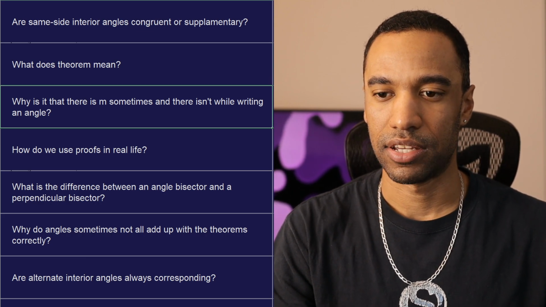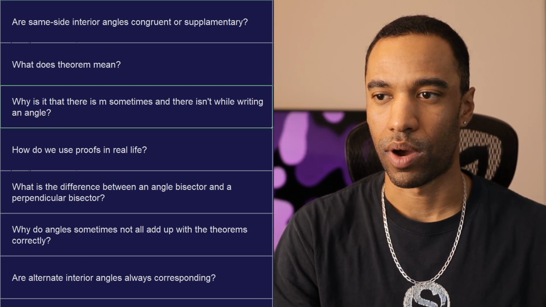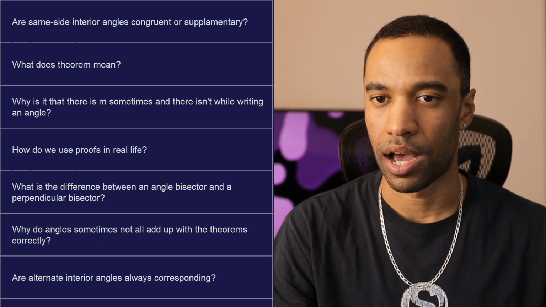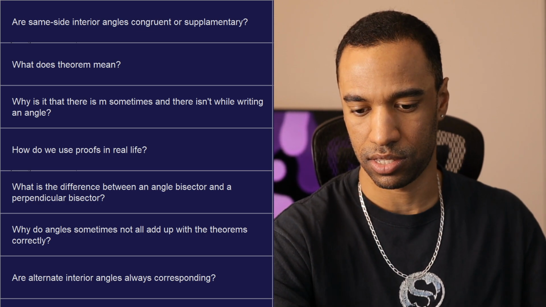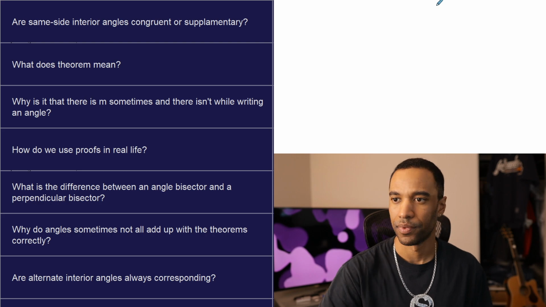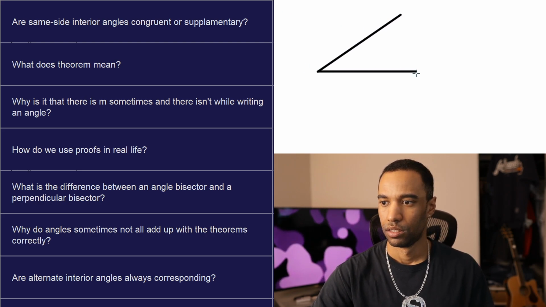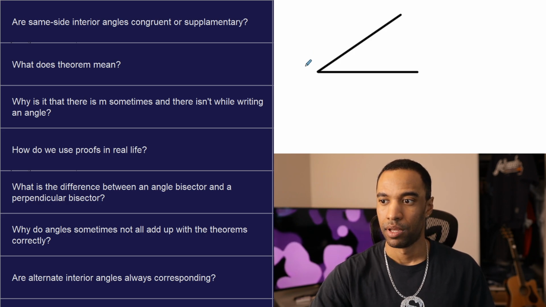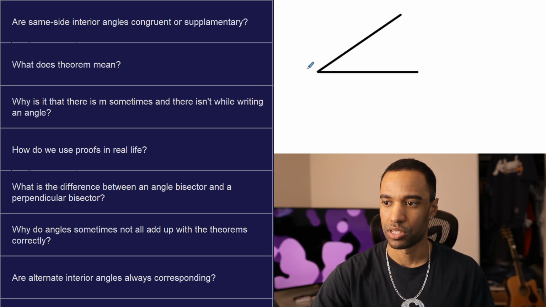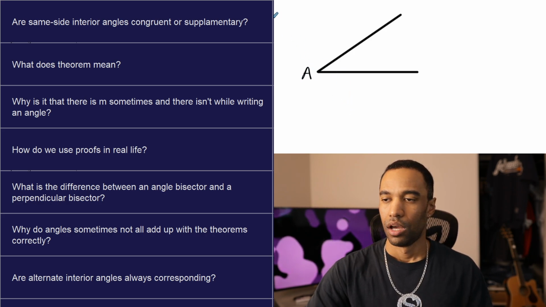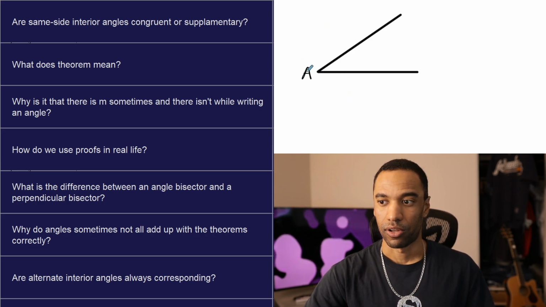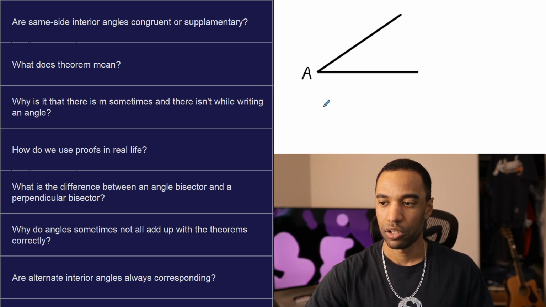Why is it that there is m sometimes and there isn't while writing an angle? Well, that's a good question. The idea behind this, and let's draw something here. The idea behind the m, or more so not the m, let's just call this angle A, just to be quick and easy about it. So this is angle A here. Okay, now I just said this is angle A. Guys, you see this angle here? This angle is called angle A.